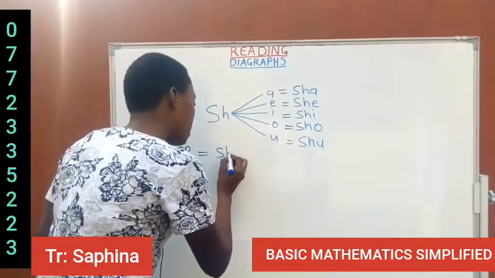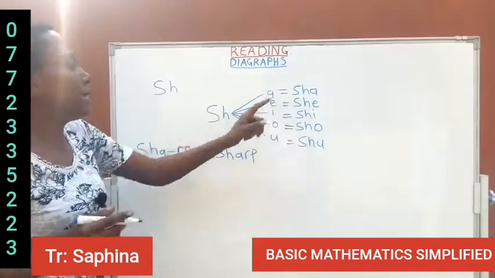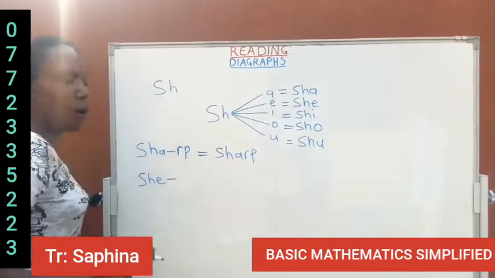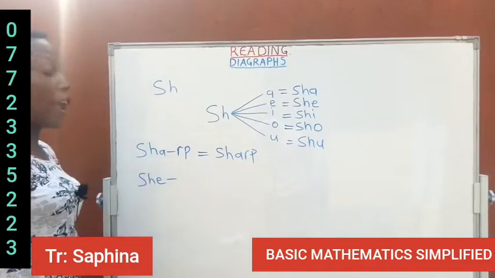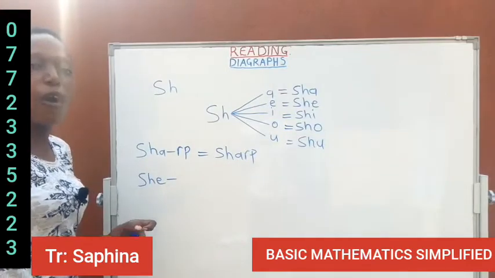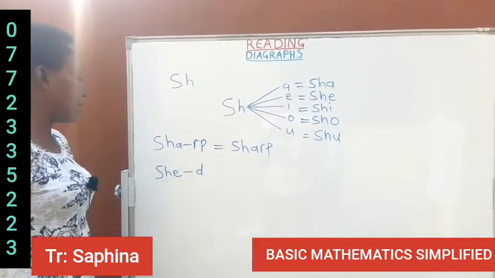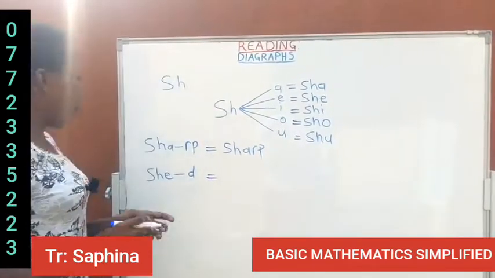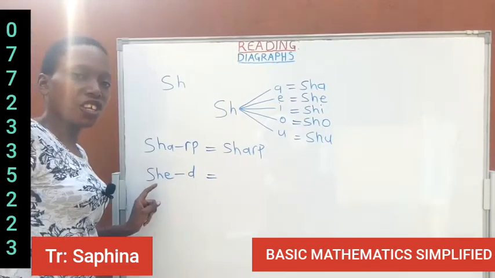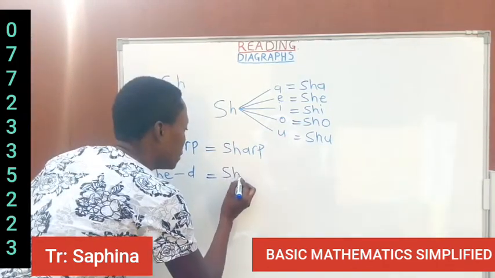The word is sharp. Let us see syllable she. On syllable she, you can put any sound to form a word. Let us put there sound d. Then we get a word which is shed. The word is shed.